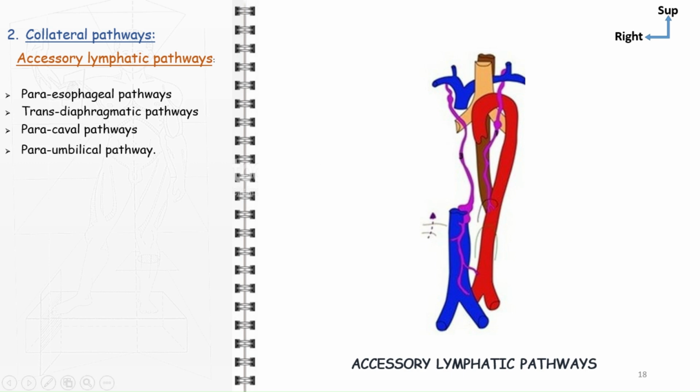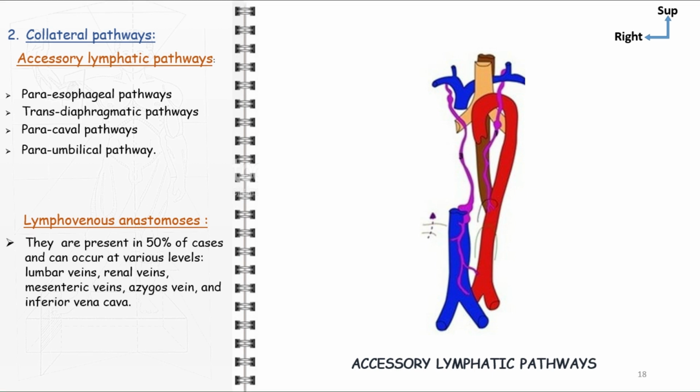and the paraumbilical pathway. The lymphovenous anastomoses are present in 50% of cases, and can occur at various levels: lumbar, renal, mesenteric, azygous, and inferior vena cava veins.